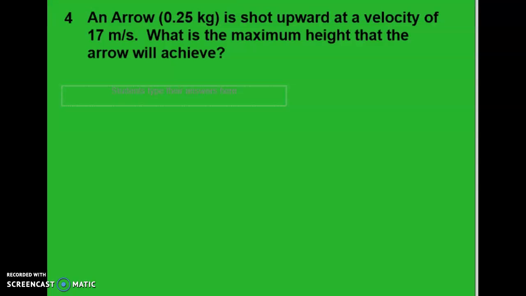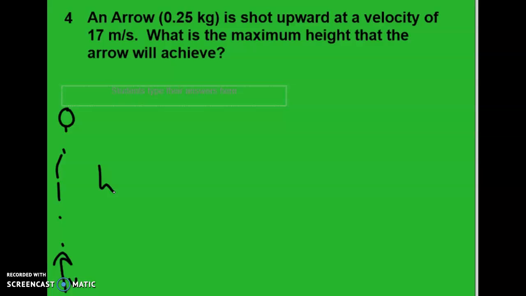I only have about 4 minutes left in my recording, so I'm going to have to move on. We're going to start with an arrow that's shot upward with a velocity. It's going to go up to a height, and we want to find out what that height is.